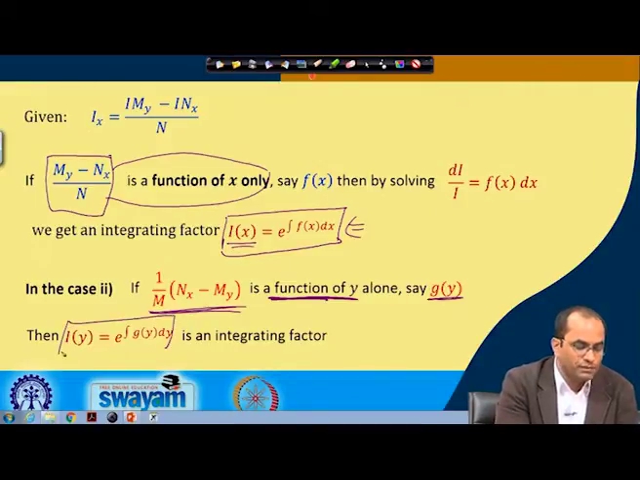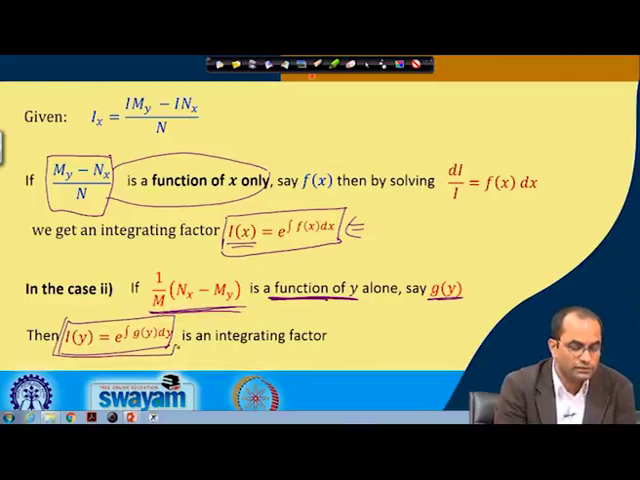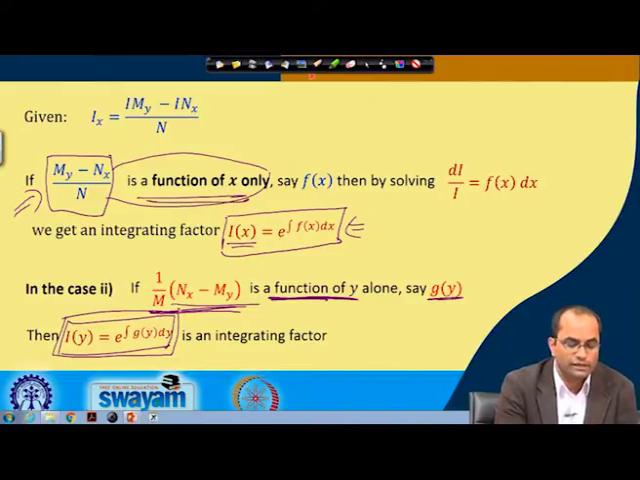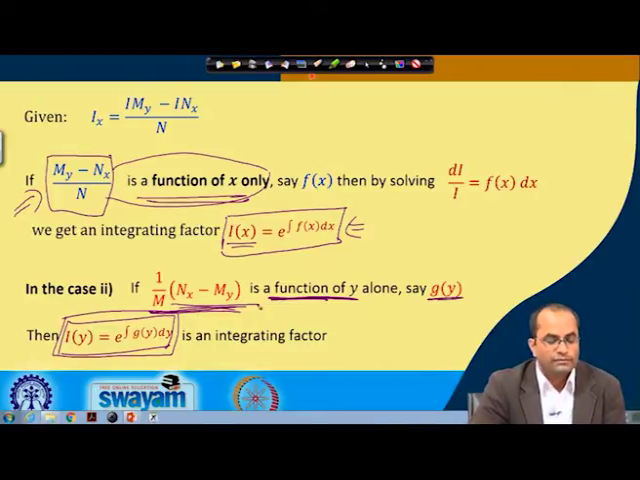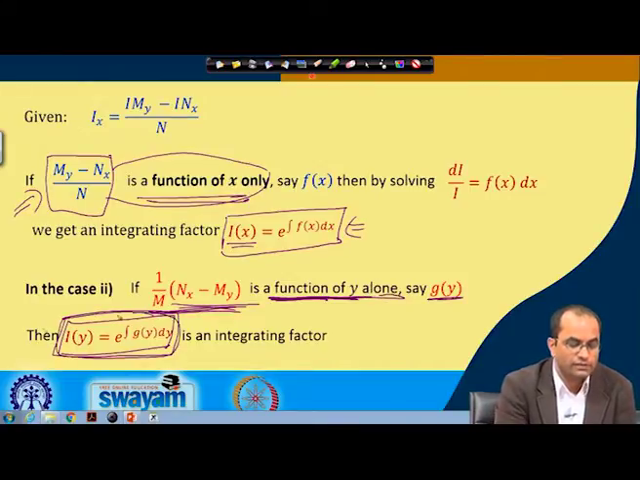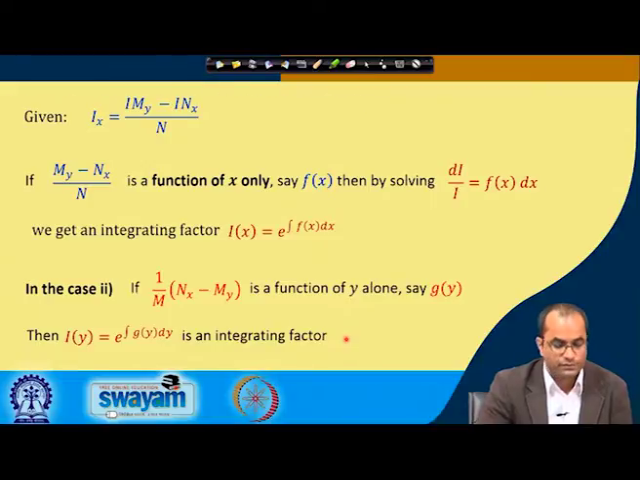So, we got these two simplified cases. As I said, there can be many more cases where we can solve this condition, the necessary and sufficient condition, to get this I. But we have considered at least these two special cases. The first one was when (M_y minus N_x) over N is a function of x alone. The second condition we have taken here is when 1 over M, (N_x minus M_y), is a function of y alone. In that case this is the integrating factor, in the other case this was the integrating factor. So, with this we will now go through some of the examples.